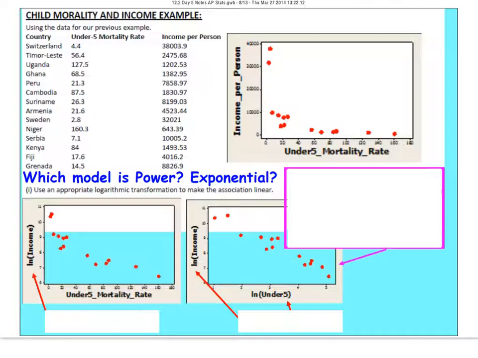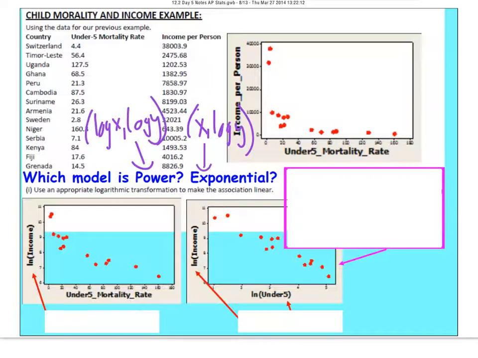Well, here's what they're going to ask you. This is a very common question for this type of section. Which model is this? Is this a power model or an exponential model? And all you really need to remember, folks, is for an exponential model, you keep x and you do the log of y. If it's a power model, you do the log of x and the log of y. And you just look to see which one gives you the best linearity.